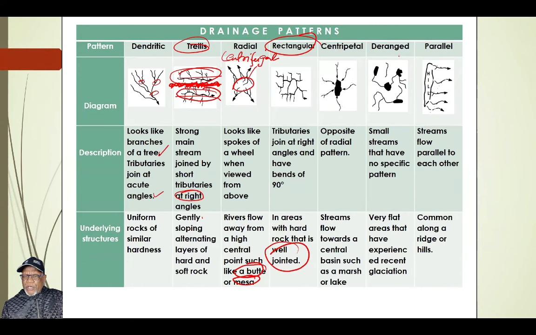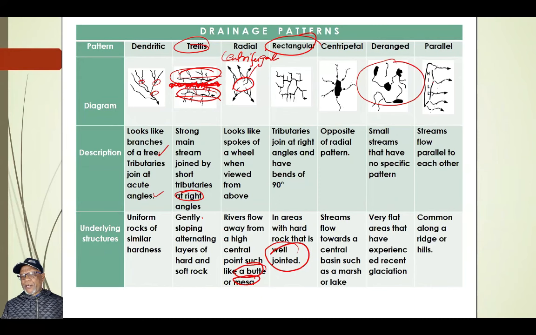And then what do we have here? We have the ranged pattern. The ranged pattern is usually, like the name says, the range. It doesn't have a definite pattern. The streams flow in and out of lakes. It is usually found where there is glaciation, which is the moving ice or flowing ice. So that is where it is usually found.